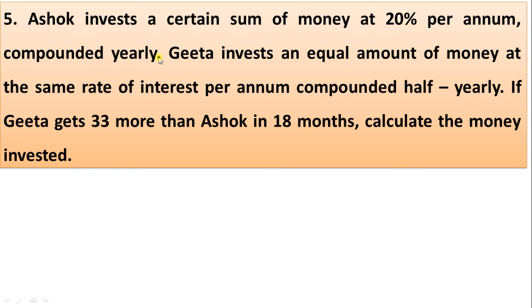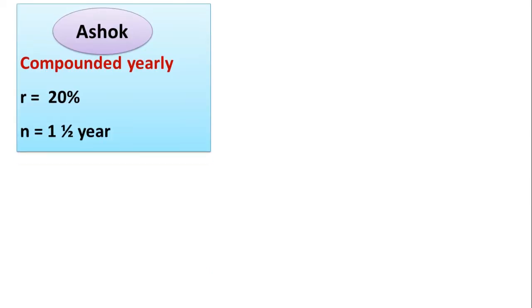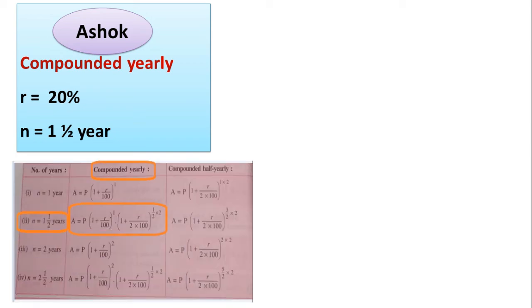There are two persons. One is Ashok, where he is going to invest for compound interest compounded yearly, and the principal is not known, but the rate of interest is 20% and n is 1.5 years. So to calculate the amount of Ashok, what he is going to receive at the end of 1.5 years, we are going to use the formula based on number of years and the compound interest compounded yearly.